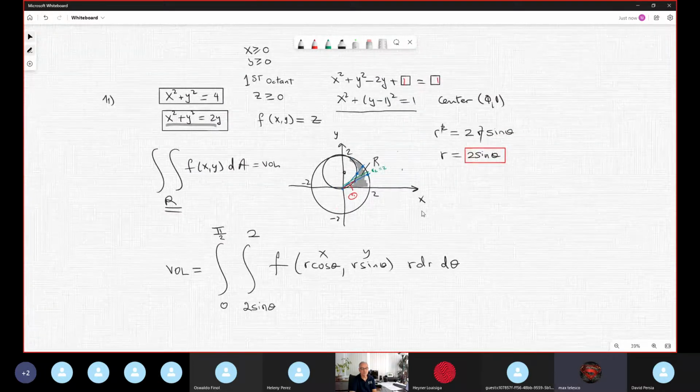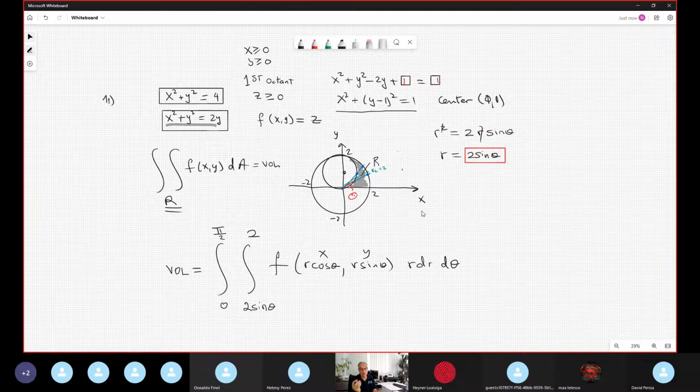I thought the R was 1 for the small circle. No. This is the radius. I agree 100% with you that the radius gives the distance from the center to any point on circle one. But R in polar is measured from the origin. Yes or no? Yeah. Any other question?